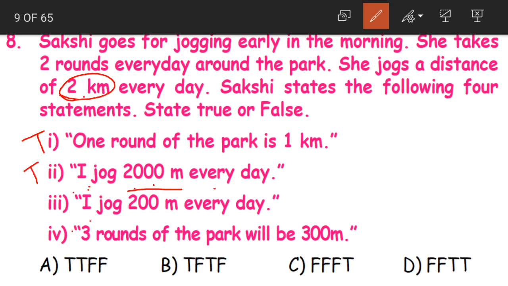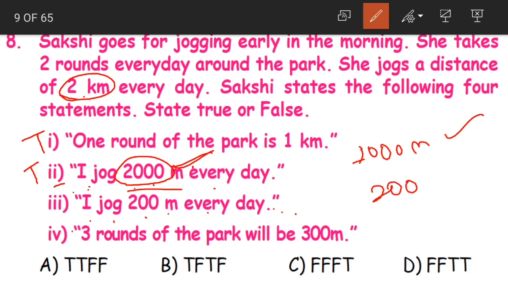Now coming to statement 3. I jog 200 meters every day. See here in statement 2, she said that I jog 2000 meters. It is correct. Now when jogging of 2000 meters is correct, will the statement I jog 200 meters be correct or wrong, children? It would be false. Yes, what is the true statement? The true statement is statement 2, that is she jogs 2000 meters every day. The statement 3 that says I jog 200 meters every day is false.